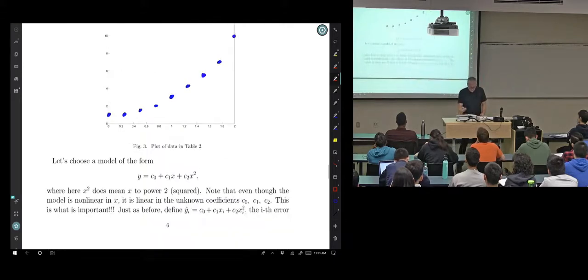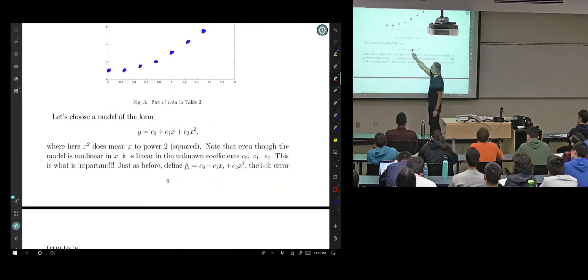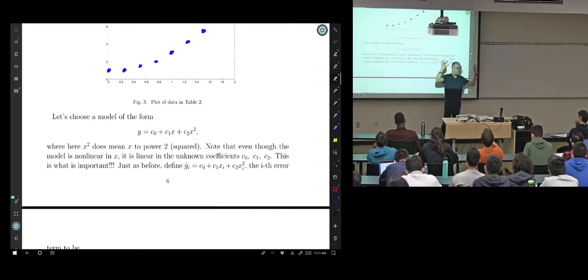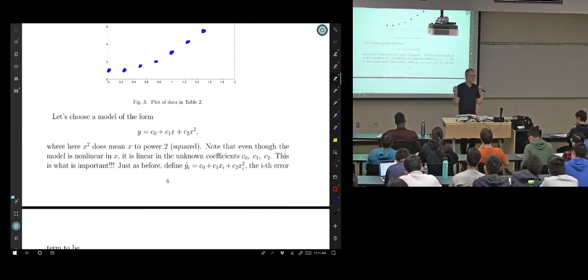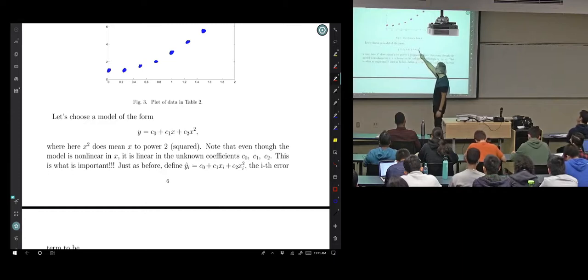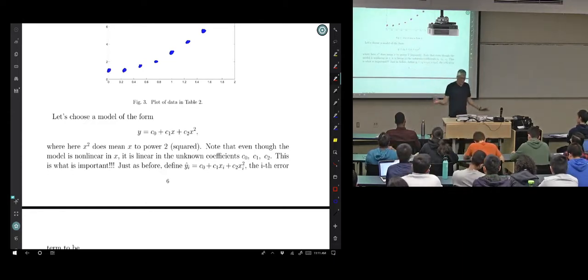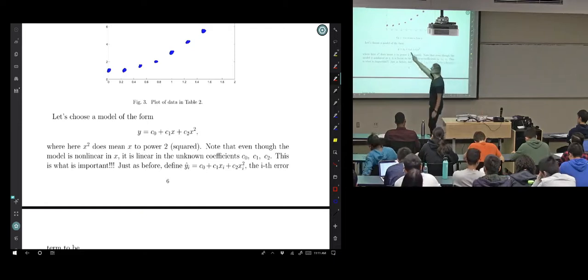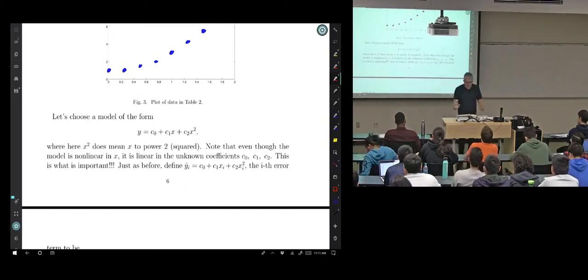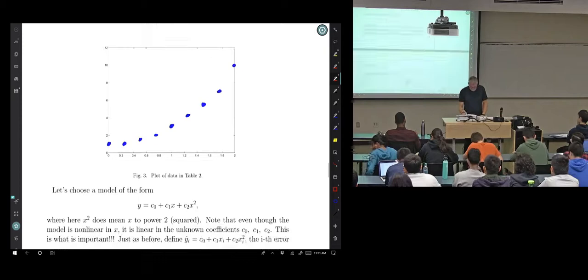So I can put any functions here as long as my unknowns are out in front. So I make a linear combination of any functions I want. That could be C0 times F0 plus C1 times F1 of x plus C2 times F2 of x. I don't care. But it cannot be sine of C1 x. That would not be linear in C1. You can't have sine of this, but you could have C1 times sine of x. That's perfectly fine. So any linear combination, you can fit to that.